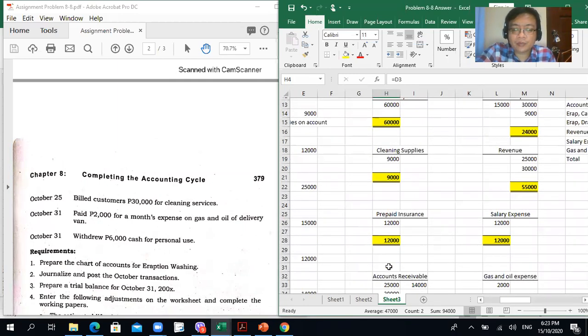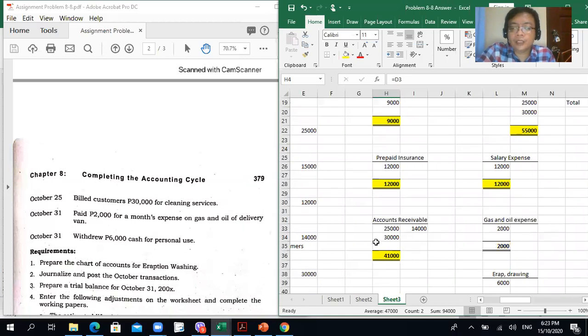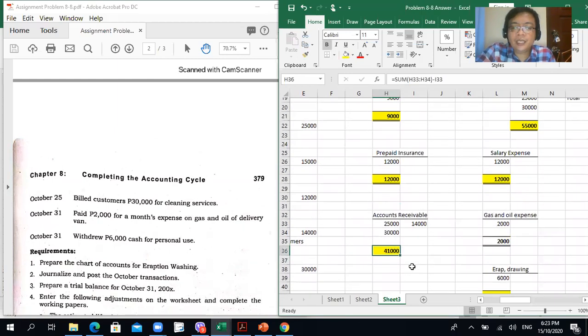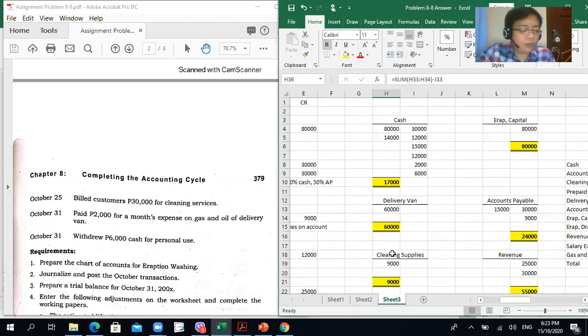And also, yun yung supplies, prepaid also. Accounts receivable. You add all of this, 55 minus 14, you have 41. Meaning, you have a debit balance in terms of your assets. How about liabilities and owner's equity, di ba? Yan ay nasa credit naman. Why? Because you have a credit balance. Erap capital, accounts payable, you add all of this, minus 15, you have 24.